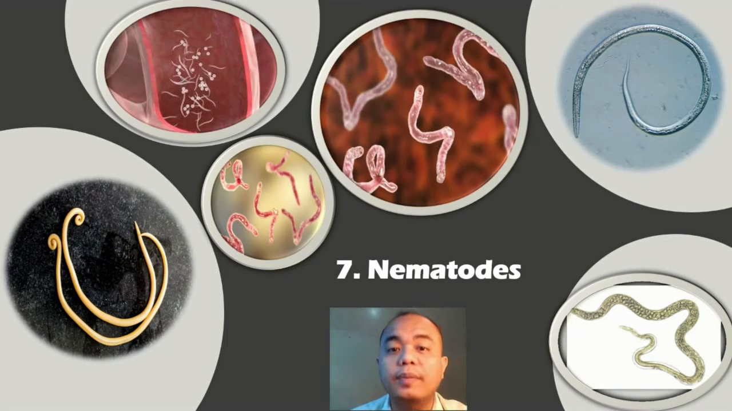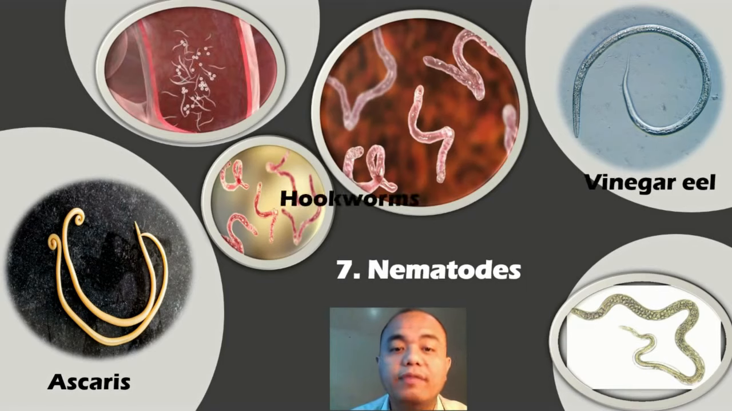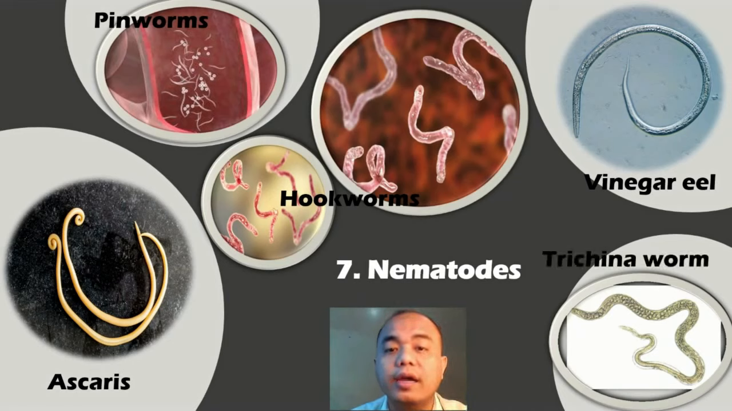Most roundworms are big enough to be seen without the aid of a microscope. Unlike other worms, these roundworms can be seen with our naked eyes. So examples of nematodes are ascaris. Next is the vinegar eel. We have the hookworms. We have the pinworms found in the intestines. And we have the trichina worms. So these are examples of nematodes. Nematodes are worms and they are all invertebrate animals.